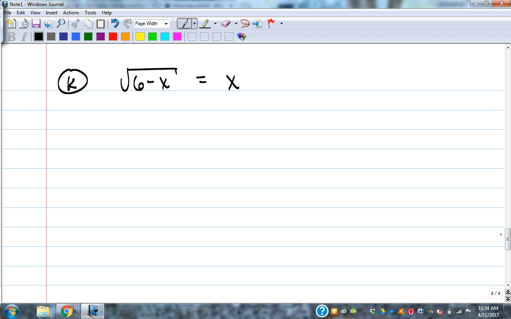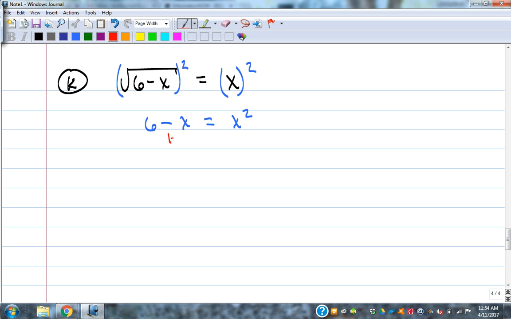All right, so let's look at this one. Is the radical by itself? Yeah, so we need to get rid of it. So what do we do? Square both sides. When I square the left side, it just gets rid of the square root, leaving 6 minus x. But what's x times itself? It's x squared. So that's got an x squared in the problem. So to solve it, we need to get it equal to what? 0, which is what we've been doing for the last month or so.